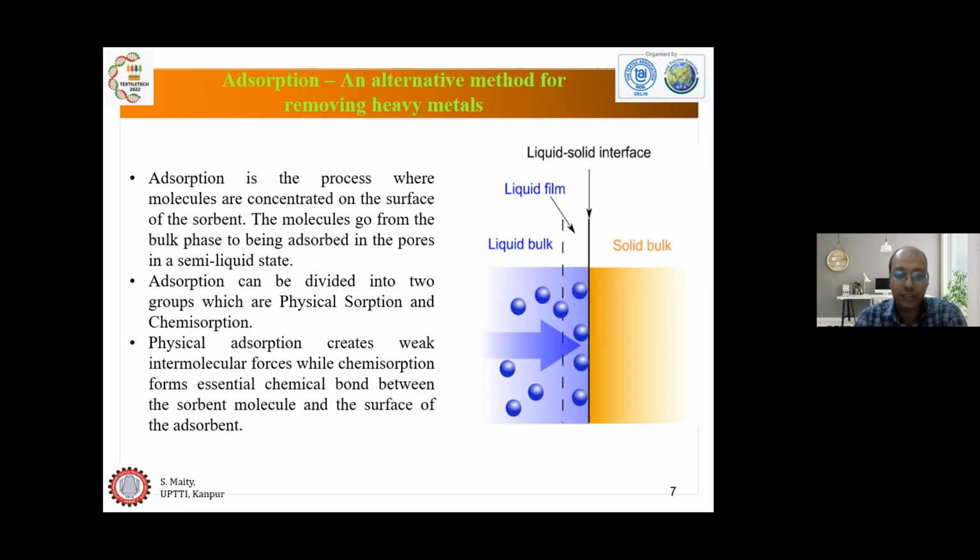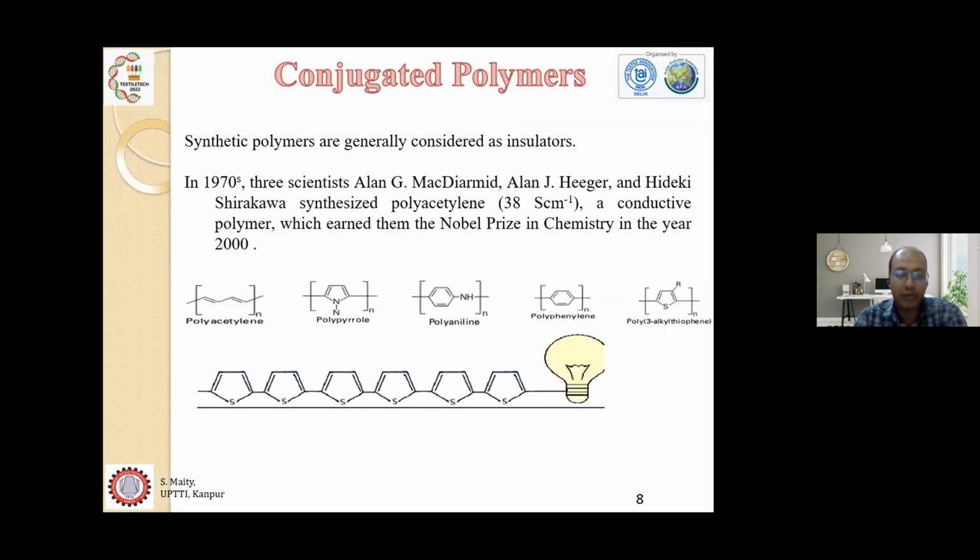So the alternative method we are thinking about is adsorption, an alternative method for removing heavy metals from wastewater. Adsorption is of two types: physical adsorption and chemical adsorption. For the adsorption process, we need to select suitable materials that can adsorb the heavy metals from the water body. Conjugated polymers are one of the materials that can adsorb heavy metals.